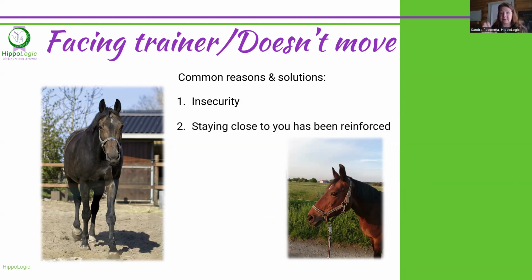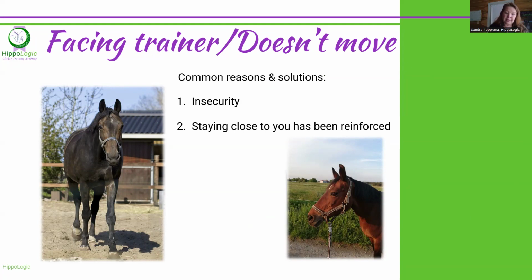Another reason that your horse doesn't want to move away from you is because your horse has been reinforced to stay with you in all previous training. Of course, he doesn't want to leave you. During all these behaviors that you have trained previously, you were standing in close proximity.